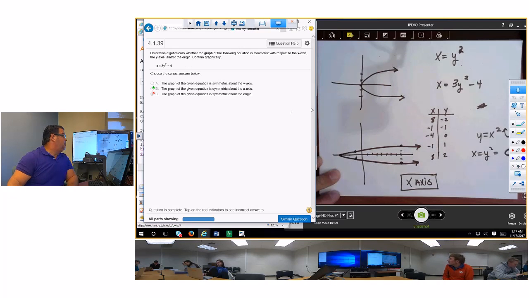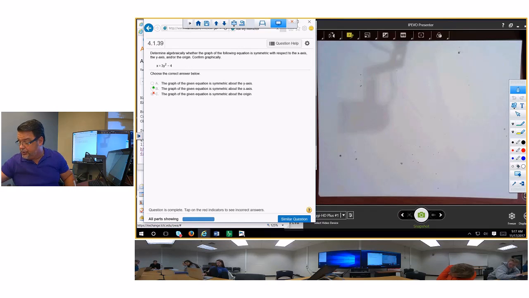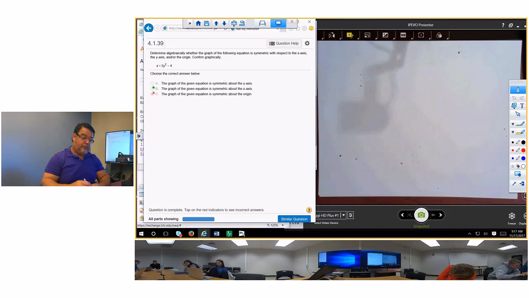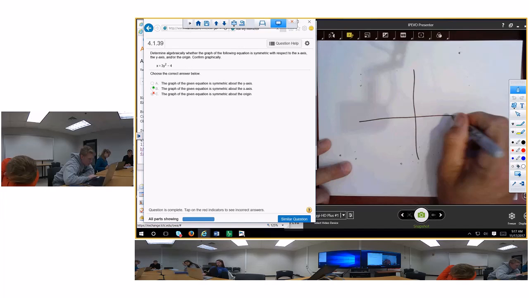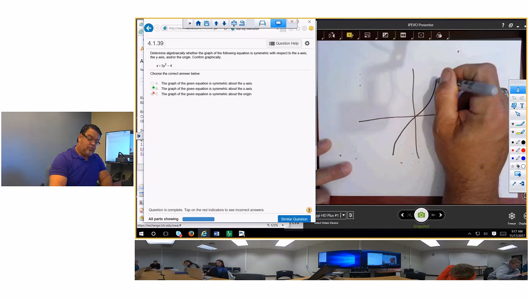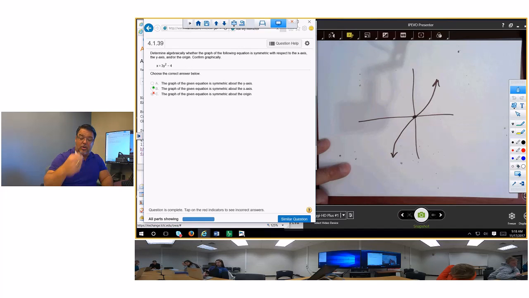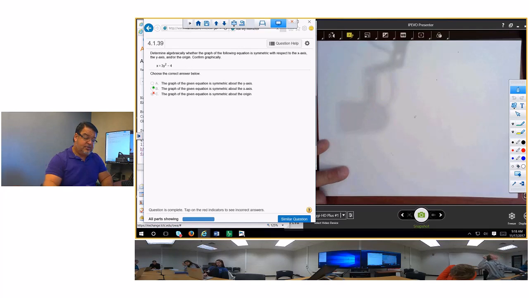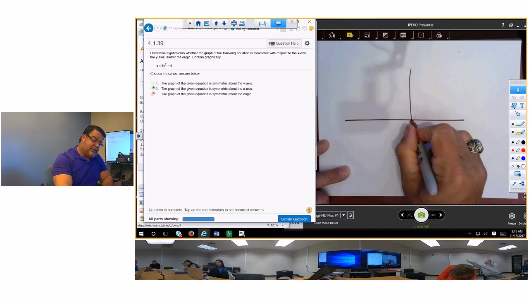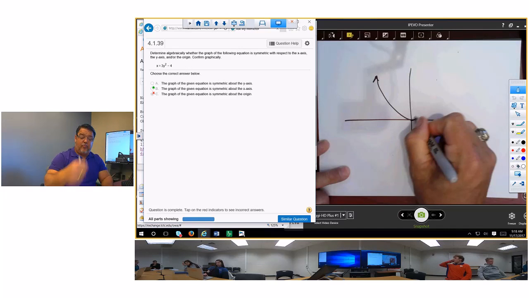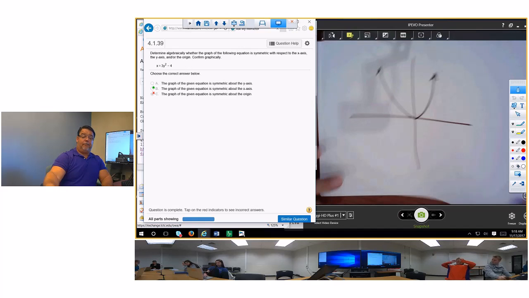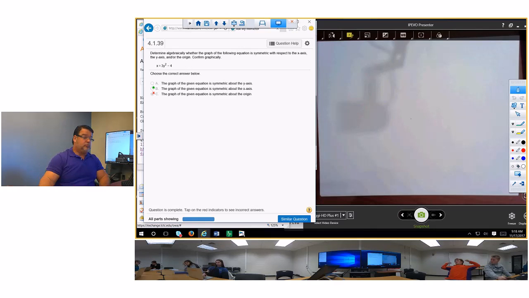So it should be around the x-axis. There it is. There's a green star right there. Now, if it was around the origin, it would look like this. That's around the origin because your pivot point is the origin. All right? If it was around the y-axis, it would be a parabola. That's symmetric around the y-axis. Okay? All right, next question.